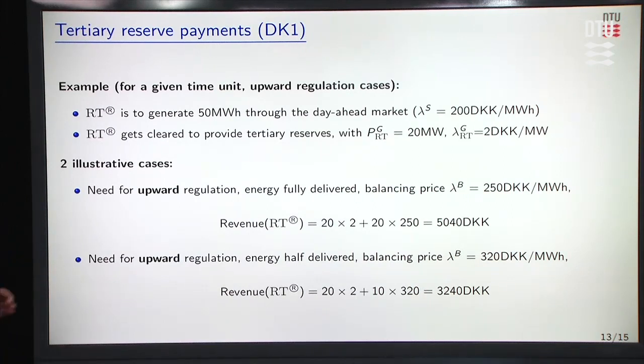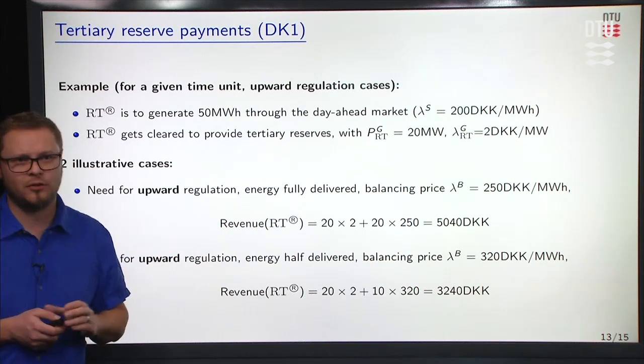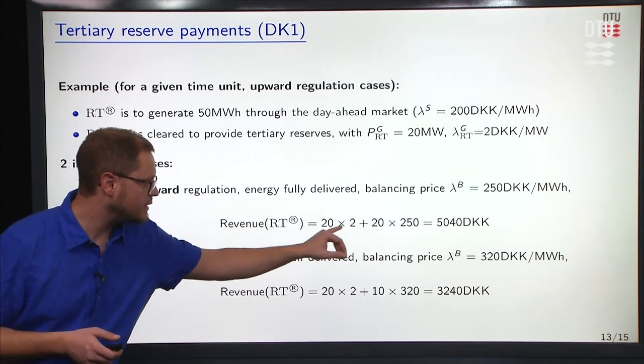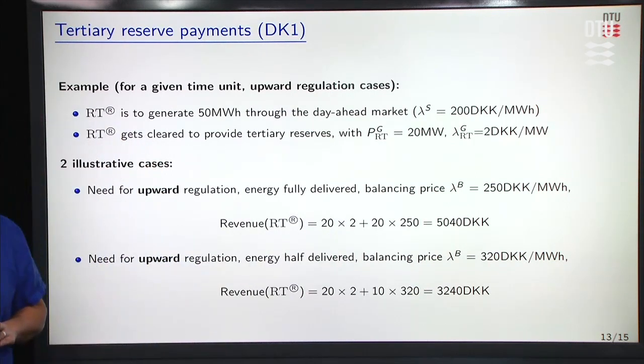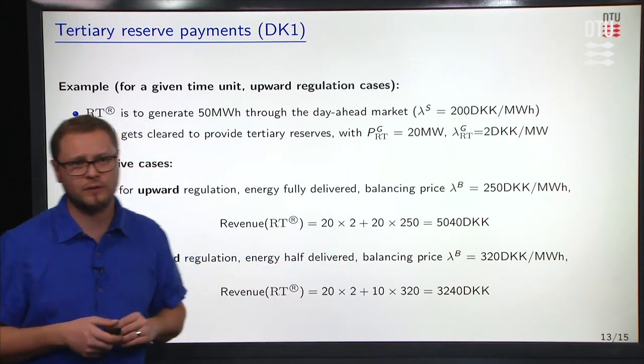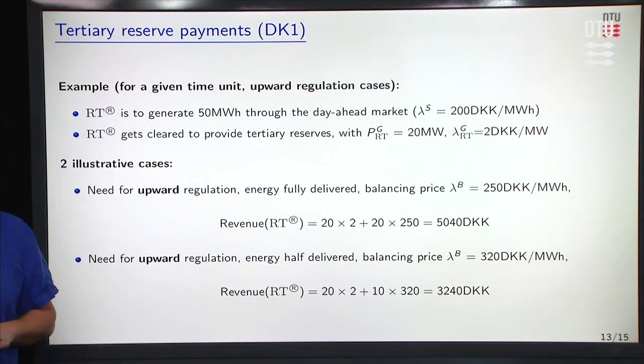In the first case, the energy is fully delivered eventually at a balancing price of 250 kroner per megawatt hour. In that case, the revenue of rogue trading is 20 times 2 for the capacity payment plus 20 times 250. The overall revenue is 5,040 kroner.